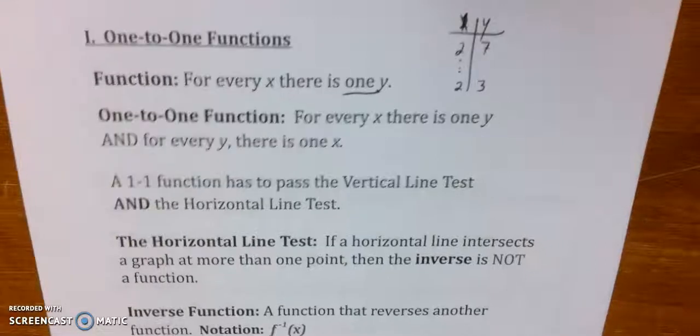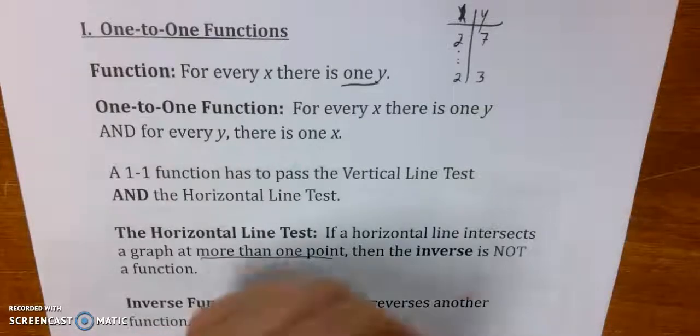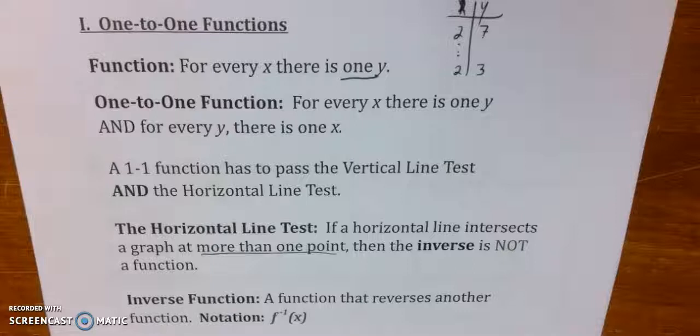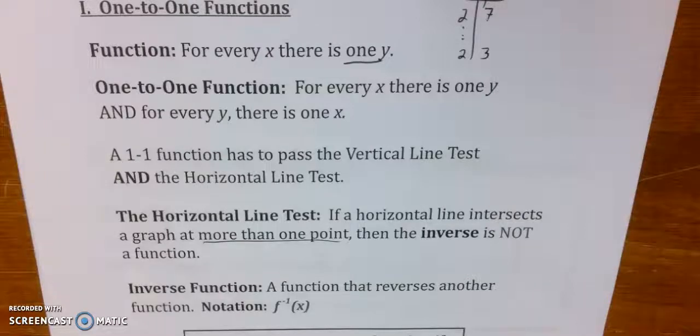Now, if the horizontal line test fails, meaning it intersects at more than one point, the inverse function will not be a function. So if it's not one-to-one, the inverse will not be a function, because then we'd have y's mapping to multiple x's. In general, an inverse function reverses the order of another function.